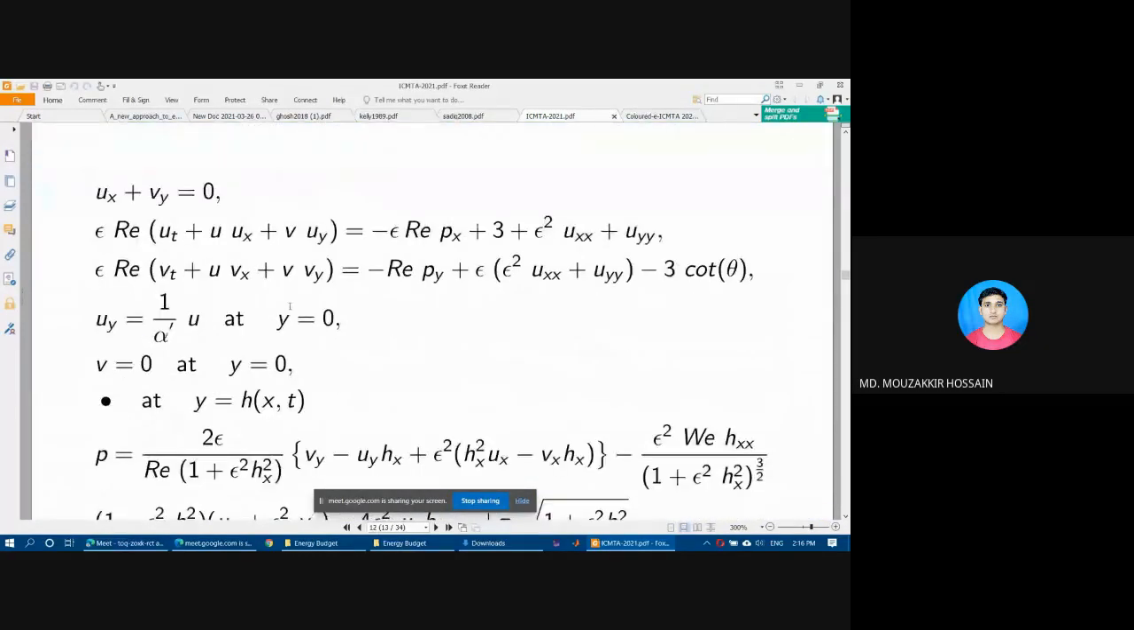Now I did this analysis. I use the perturbation technique with respect to epsilon. That means the small aspect ratio. This epsilon is basically nothing but the ratio of the mean film thickness and the characteristic wavelength.